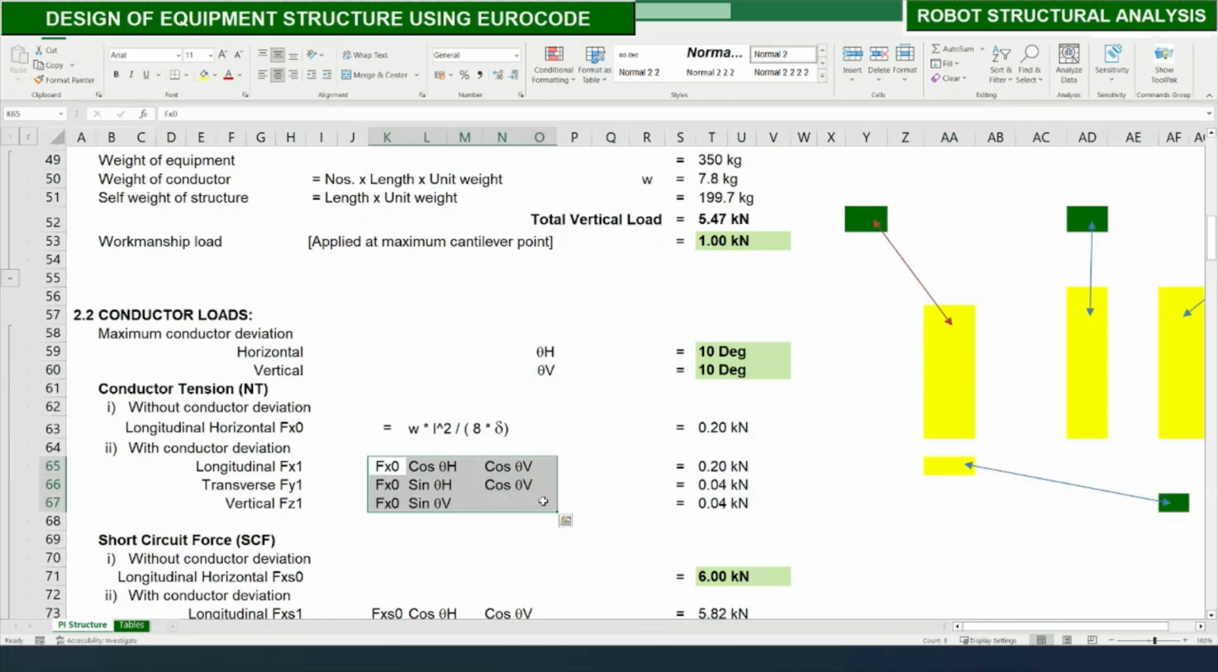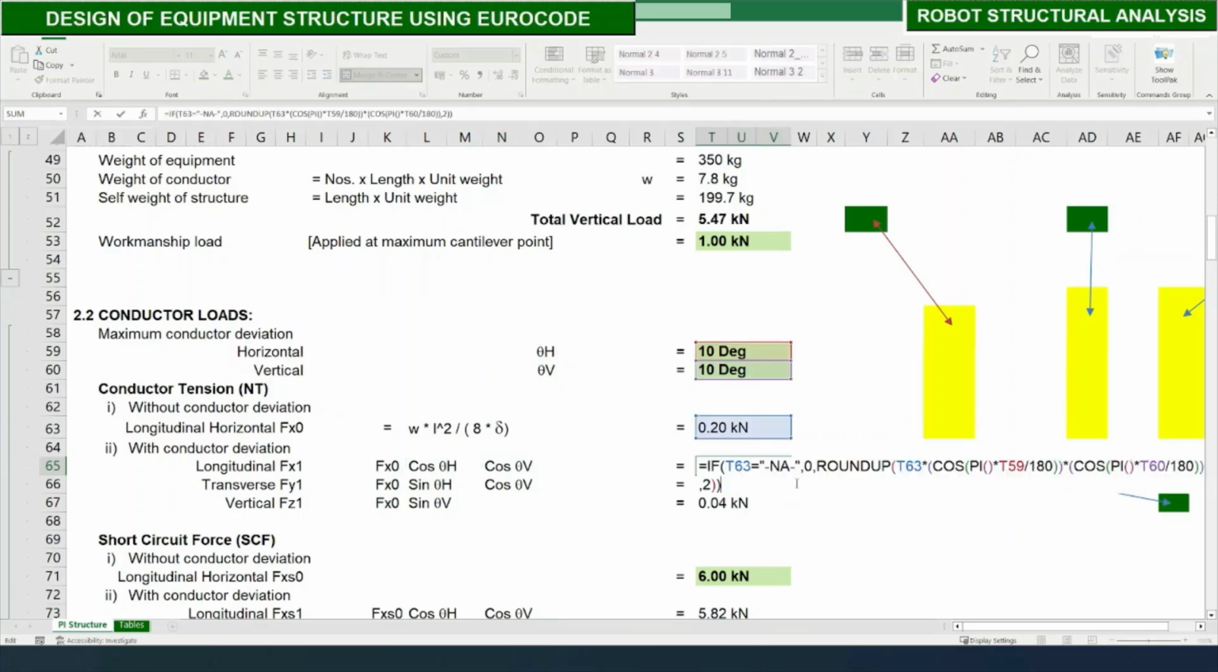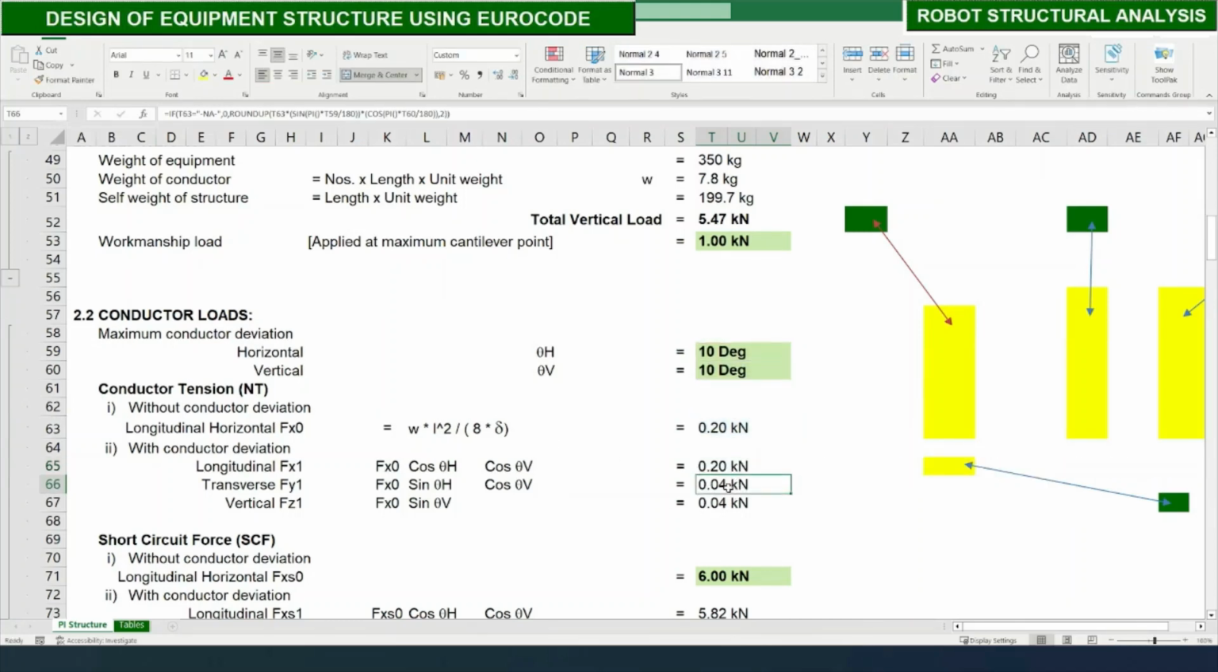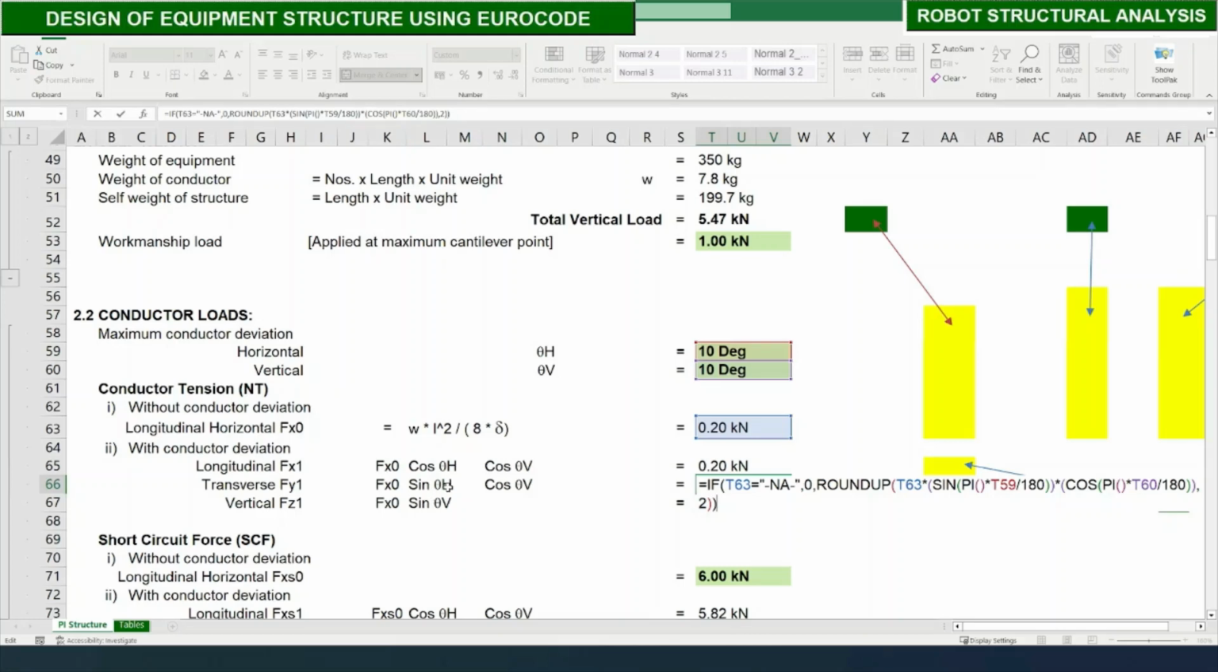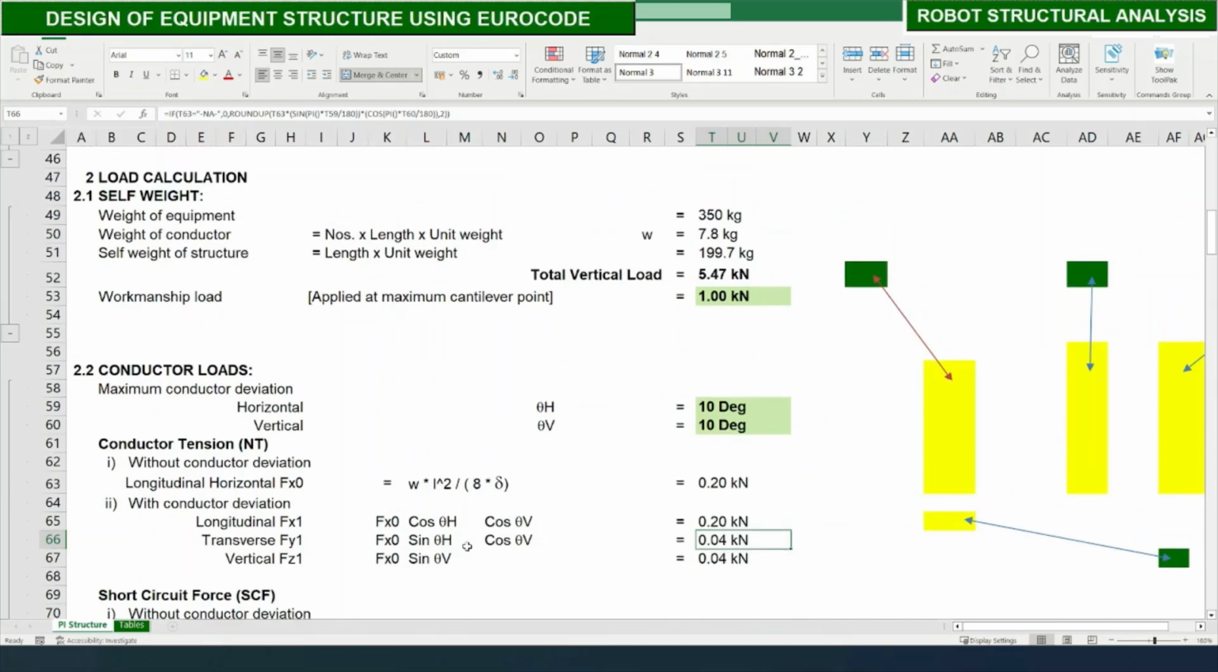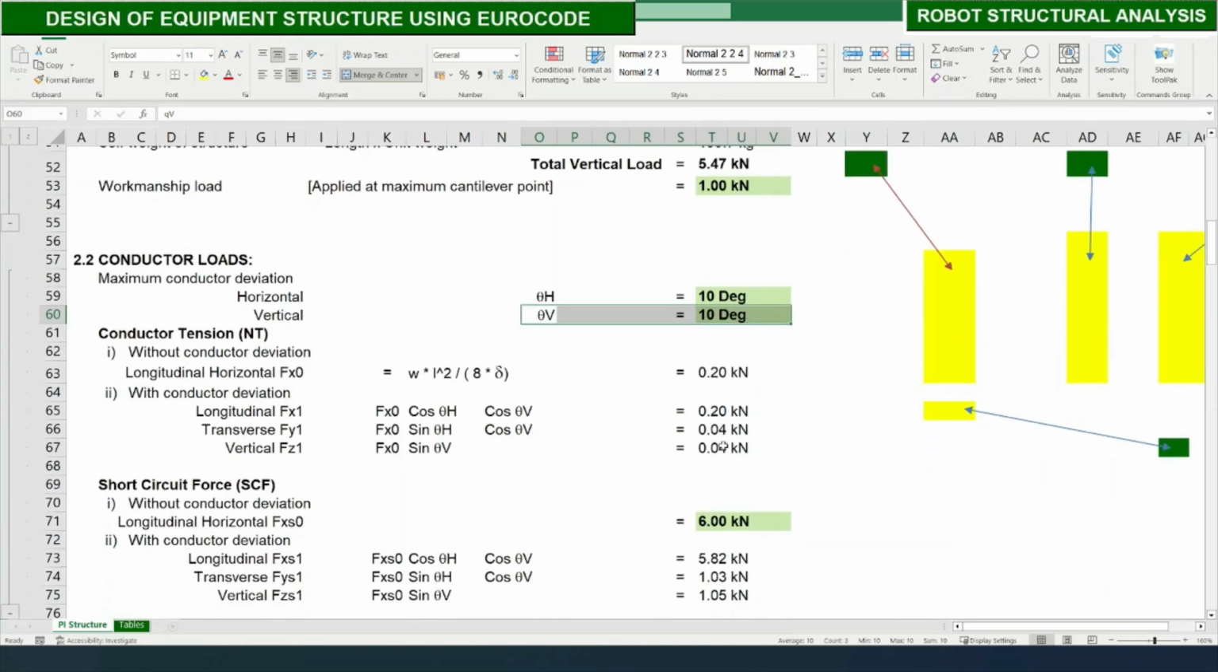So this is the formula to calculate the longitudinal force when the conductor is deviated. The sag tension without deviation, into cos horizontal angle, into cos vertical angle, will give you 0.2 kN. Similarly for the transverse side, it is sine theta h into cos theta v. Theta h is nothing but the horizontal deviation, theta v is the vertical deviation. By applying this formula, we get the conductor tension forces in longitudinal, transverse and vertical directions.